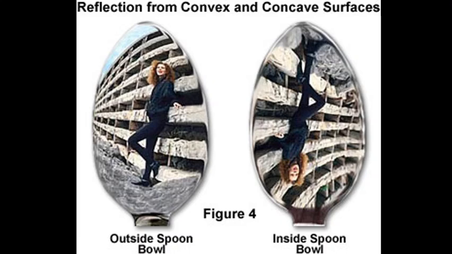What I suggest that you do on your notes is maybe do a quick little sketch of this. That way you can have the difference between convex and concave. Maybe just draw a spoon, and you can kind of draw a quick little sketch.